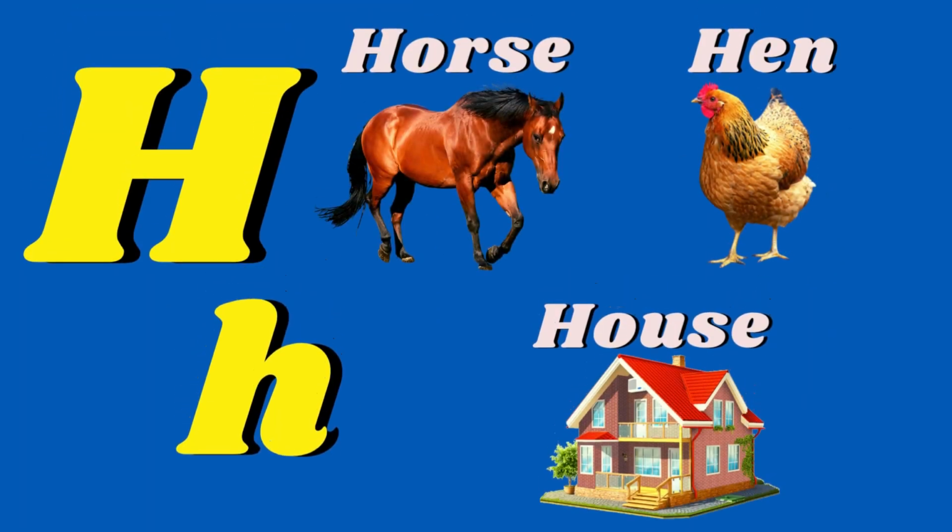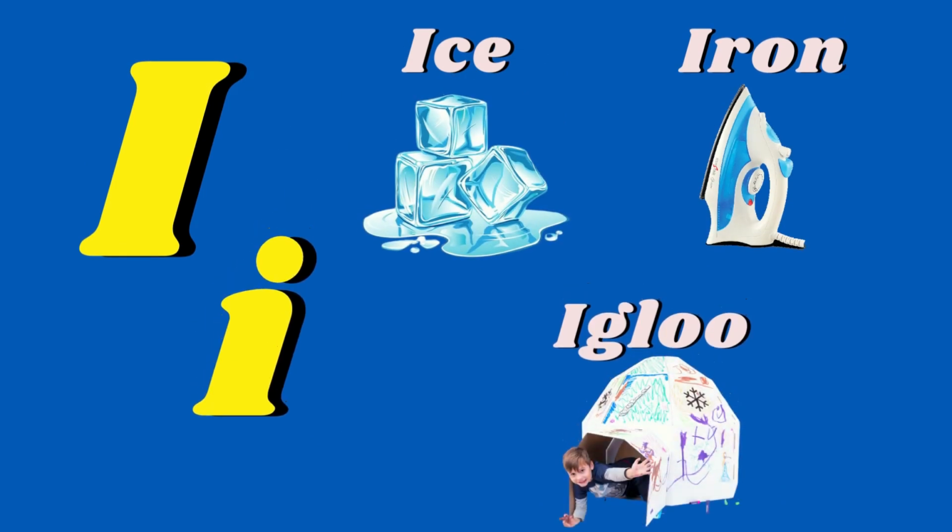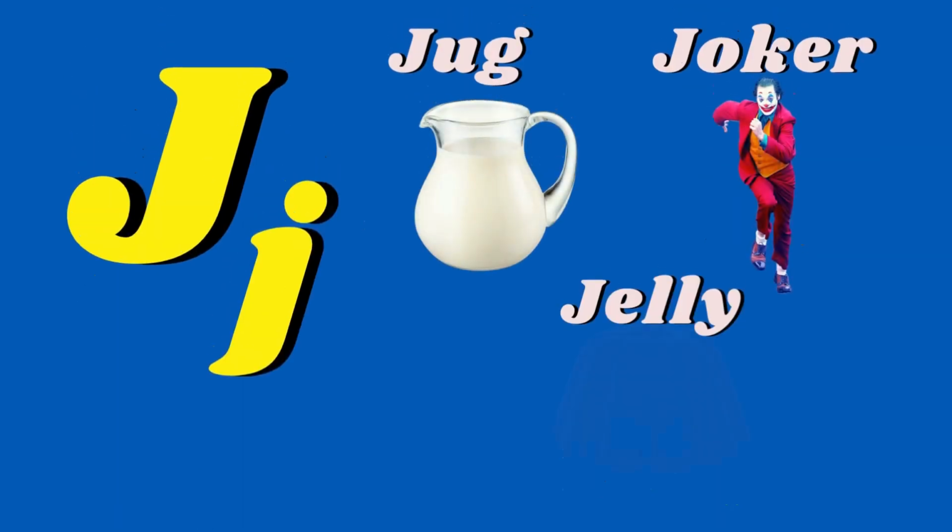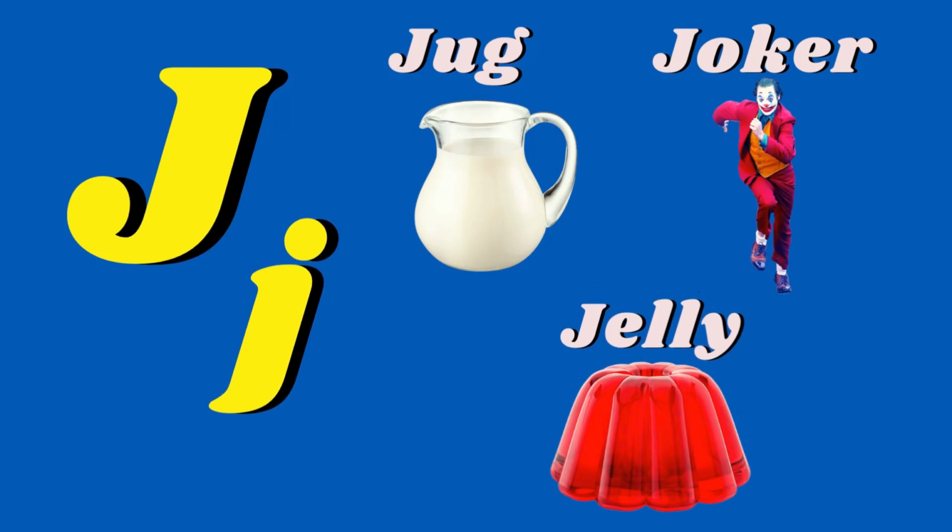H. H for horse. H for hen. H for house. I. I for ice. I for iron. I for igloo. J. J for jug. J for joker. J for jelly.